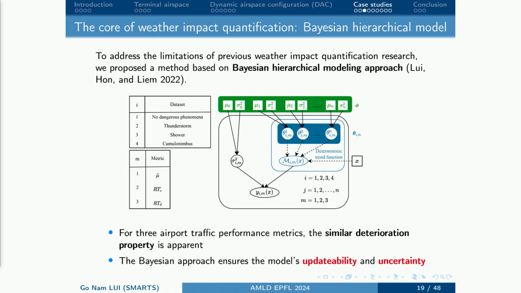And because we're using the Bayesian approach, it actually ensures the model's updatability and uncertainty handling, which is very important. Updatability means that you can consider things like climate change in your model. And uncertainty, as I said, like convective weather, you might only know it 10 minutes before it comes, so that's also very important.